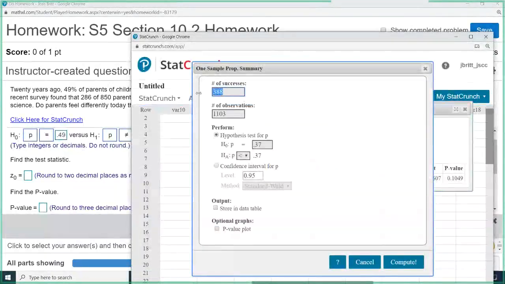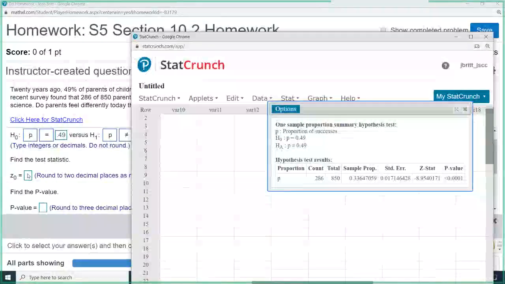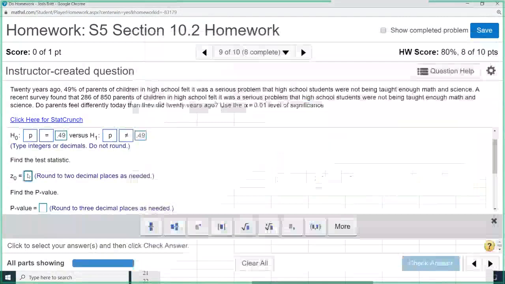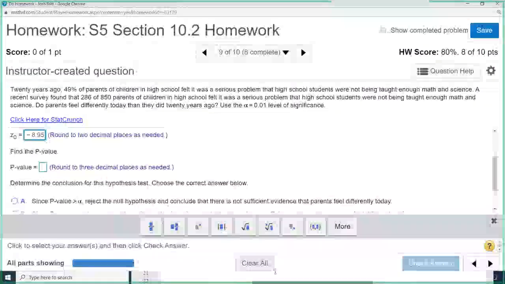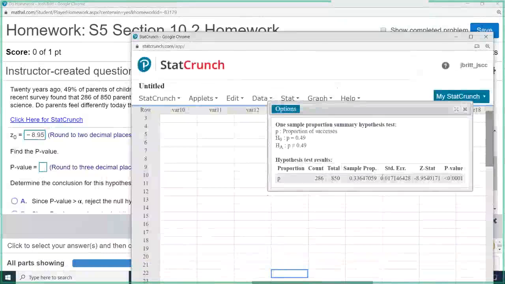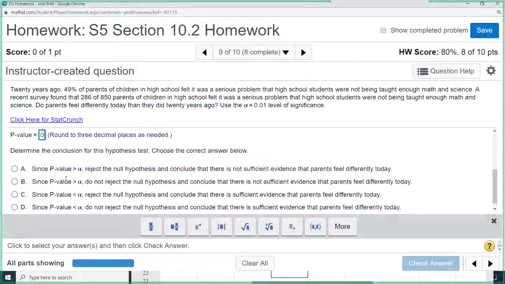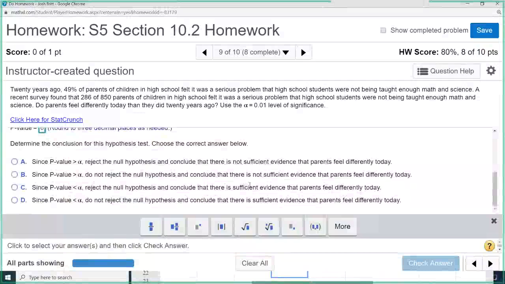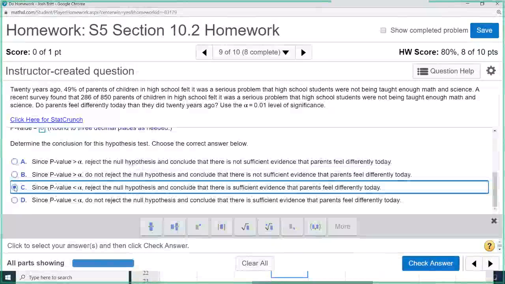So we got 286 of 850, not equal to 49, and the test statistic is minus 8.95. The p-value is small, to 3 decimals it would be 0. And so this time the p-value is less than alpha. We reject the null and conclude there is sufficient evidence to say that parents feel differently today than they did back when.